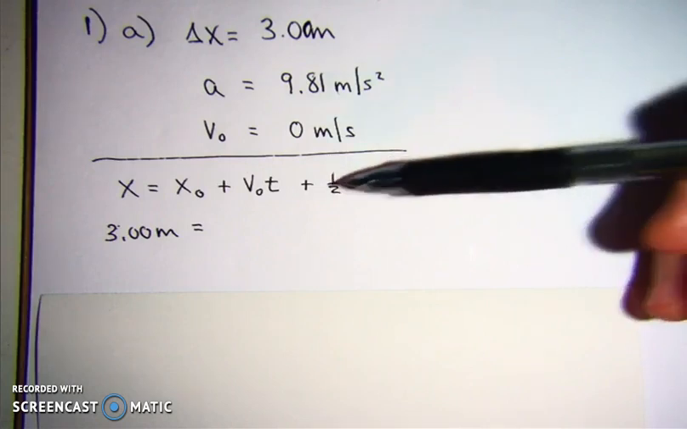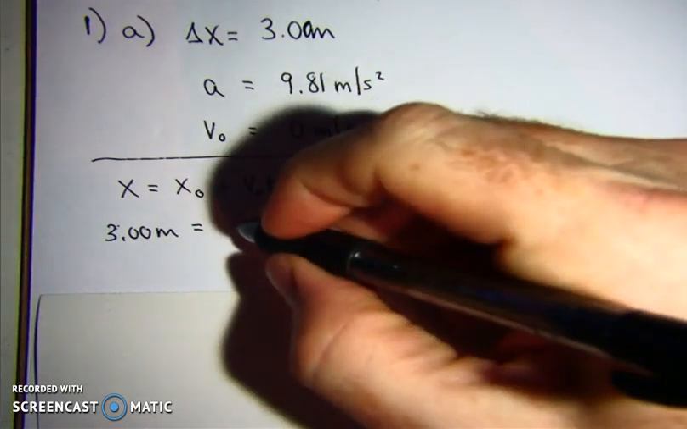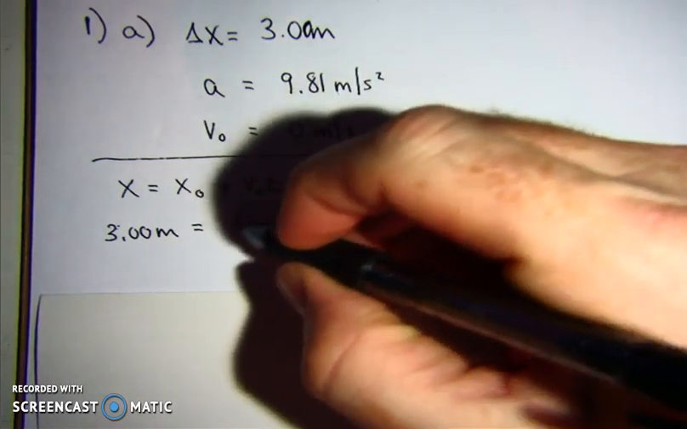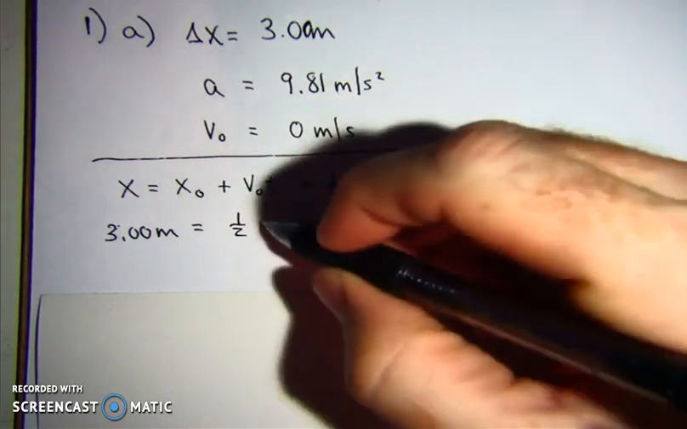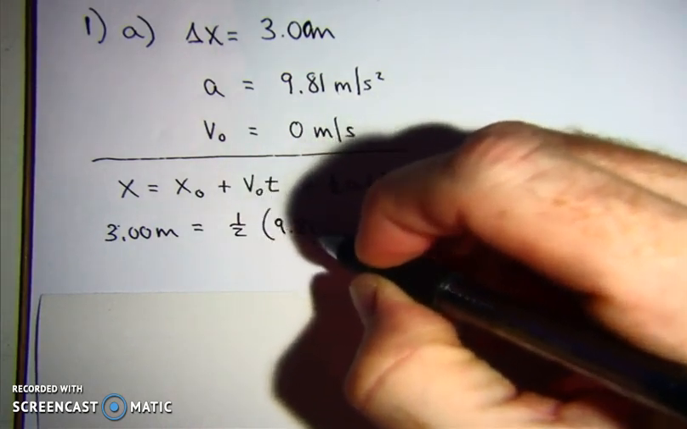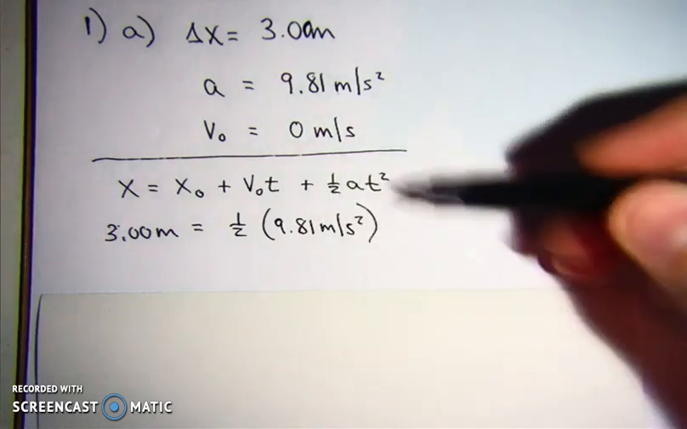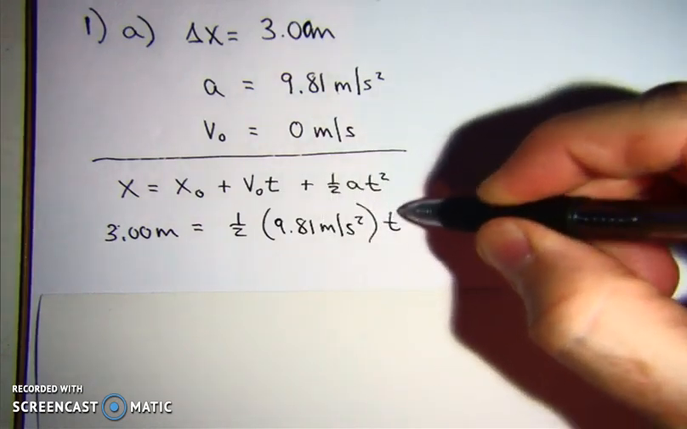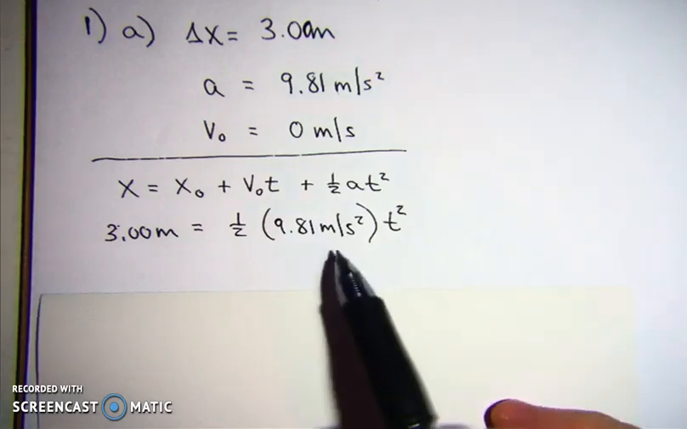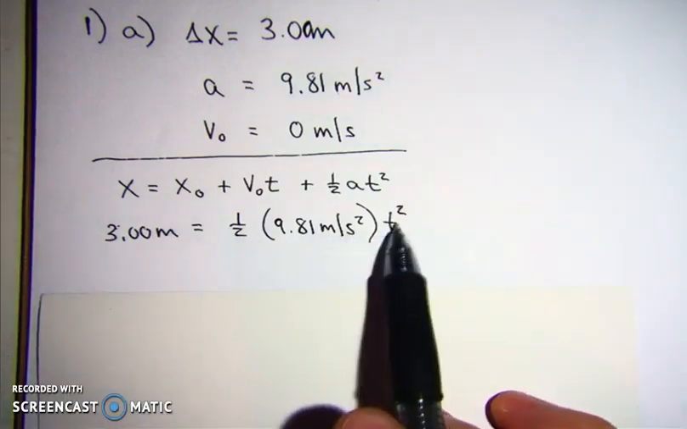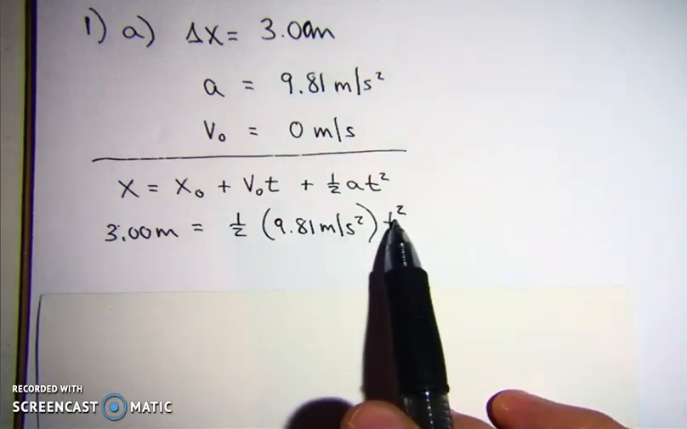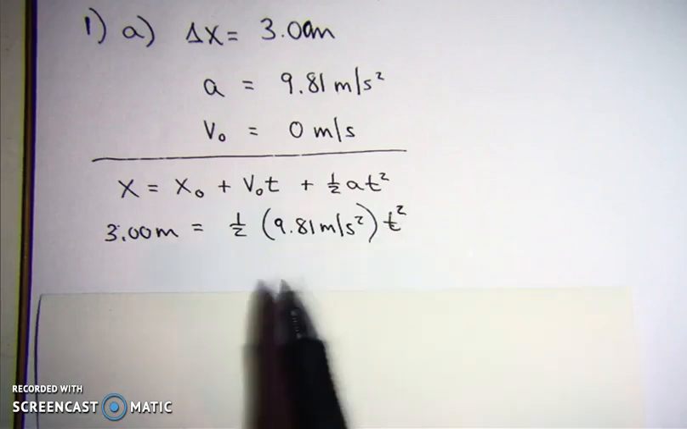So we'll just go with this, plus 1/2 acceleration, which is 9.81 meters per second squared towards the center of the Earth, and time squared. We don't know our time. That's what we're solving for. So you have all your values. You don't have the variable time solved for yet, so that's t squared.